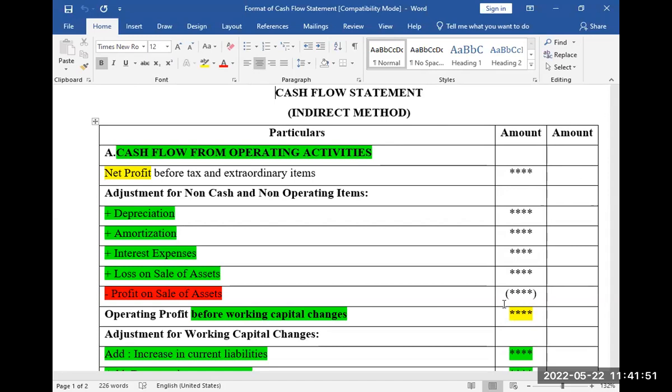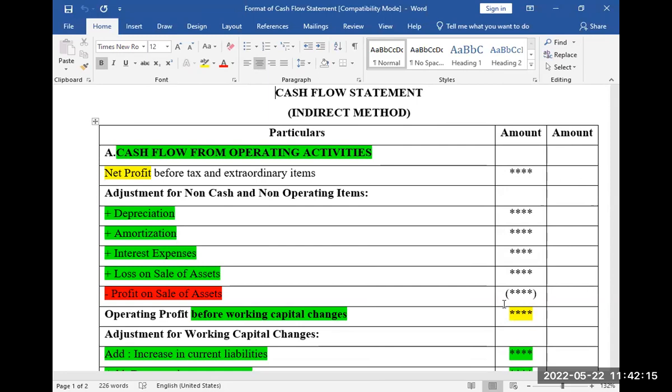So what I am trying to say is, the balance sheet of last year and current year is required for us to prepare the cash flow statement. Another one is the P&L account. Cash flow from operating activity can be known from the balance sheet as well as the P&L account. But cash flow from investing activities and cash flow from financing activity can be known from the balance sheet.